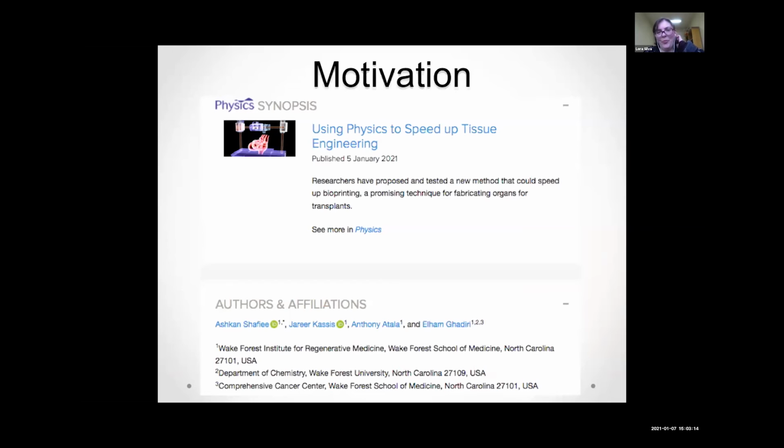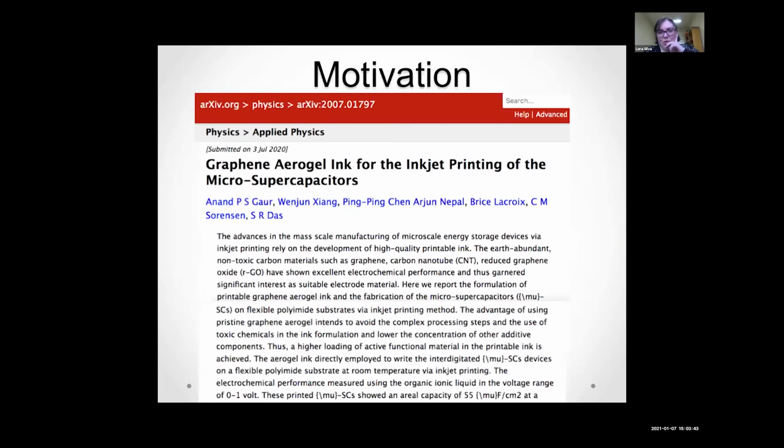It's also based on graphene, but it's mostly a review that speaks about tissue engineering with printing using 3D printers, which is quite amazing. And now it's a field that people are really going into. Okay, this is another paper that came out that shows graphene aerogel ink for printing as well. I'll just leave the links if anyone is interested in looking it up.